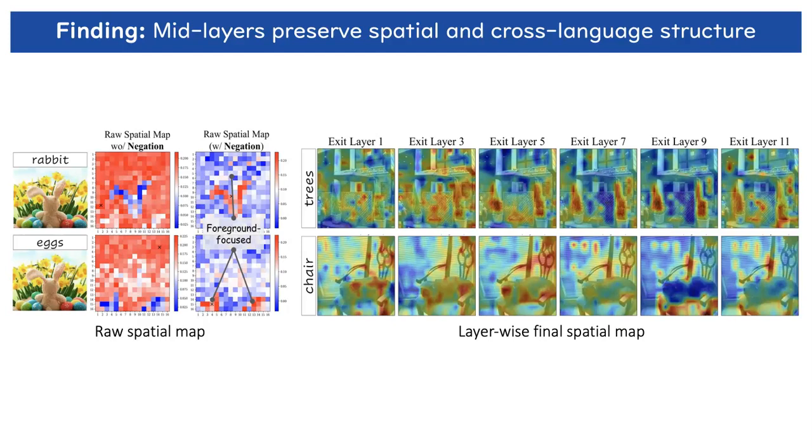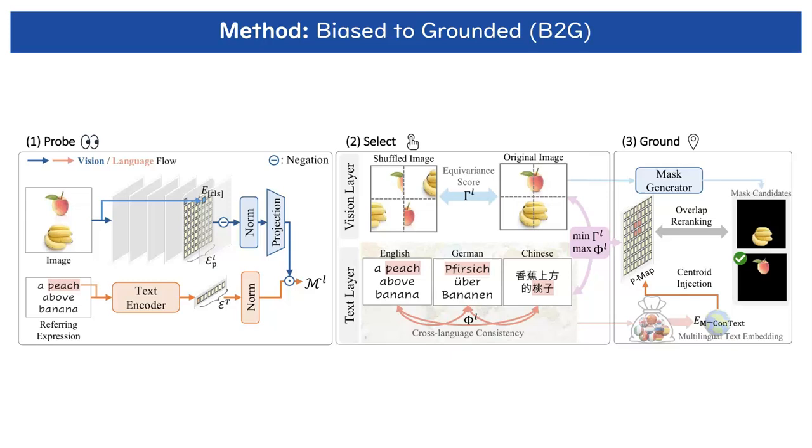On the right side, we sweep exit layers 1 through 11. Exit layers are noisy and diffuse in the early layers, but the mid to late layers produce sharp, well-localized activations on the referred object, the trees and the chair. This confirms the finding. Structurally precise grounding signals survive in the encoder and are simply attenuated at the final layers. This motivates our B2G, a training-free plugin on frozen VLEs following a probe, select, and ground paradigm.